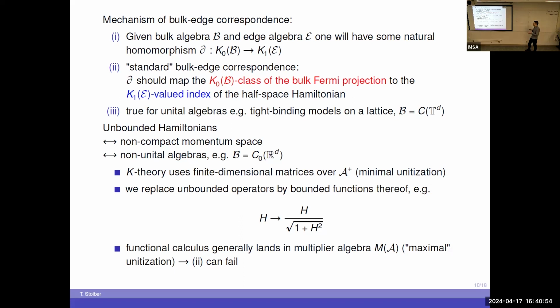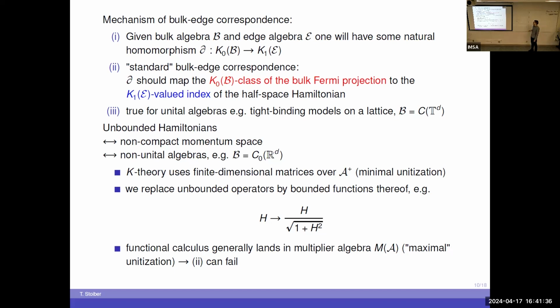If we have unbounded operators, then we accommodate this by replacing the unbounded operators by bounded operators. For example, we can make any unbounded divergent operator bounded by dividing by the square root of 1 plus the square of the operator. Basically, we normalize the spectrum to the interval of -1 to 1. The problem is this functional calculus does not land us in this unitization that we need. It lands us in the multiplier algebra, which is the maximal unitization. And for this very technical reason, this bulk edge correspondence can fail to correctly predict the edge mode.